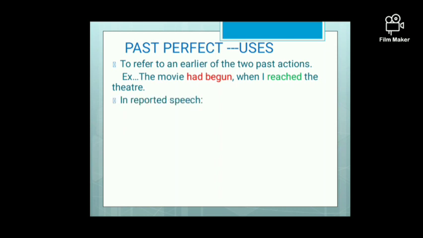Here there are two actions, the movie beginning and reaching the theater. The first action is the movie beginning and only then I reached the theater. So the earlier of the two past actions is the beginning of the movie and hence it is in past perfect tense. We use past perfect tense in reported speech too.